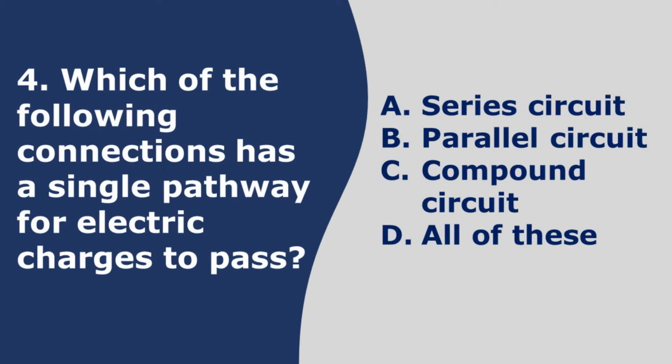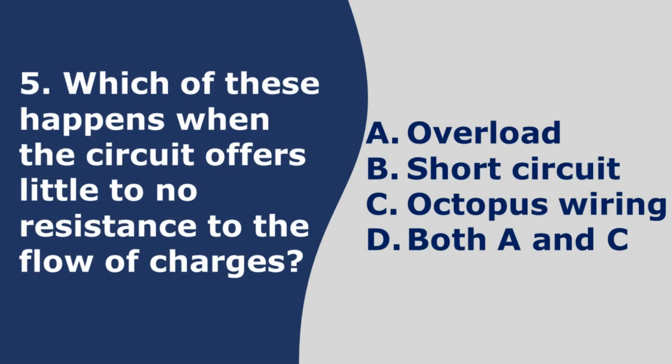Number 4. Which of the following connections has a single pathway for electric charges to pass? A. Series circuit, B. Parallel circuit, C. Compound circuit, D. All of these. Number 5. Which of these happens when the circuit offers little to no resistance to the flow of charges? A. Overload, B. Short circuit, C. Octopus wiring, D. Both A and C.